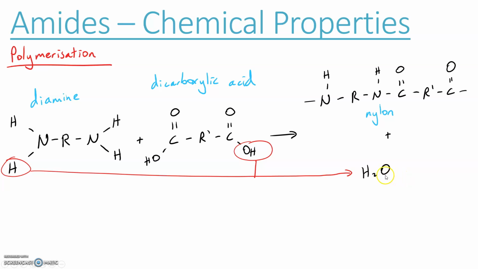We get water taken out as a byproduct, and the bond forms between this carbon and this nitrogen. So we end up getting, this is an example of nylon. We've got the nitrogen, the first alkyl chain here and nitrogen here, that's what we've got up here. That joins on to this carbon, and then we've got a carbonyl group, another alkyl group, and another carbonyl, and then this whole section is what repeats again and again.